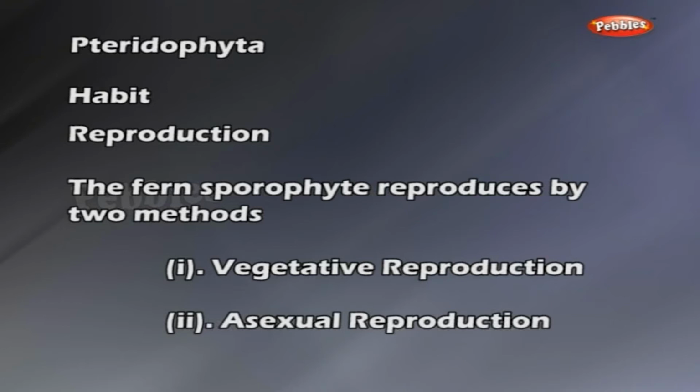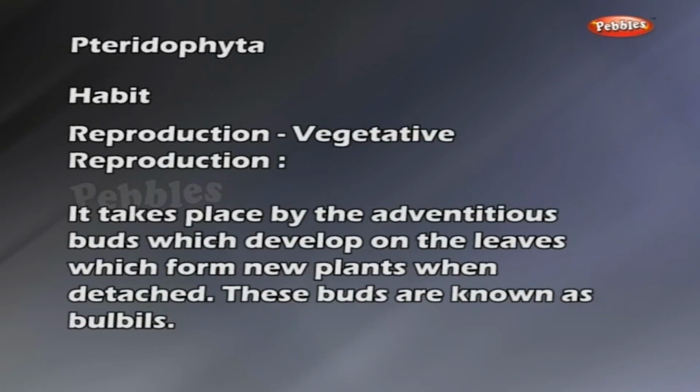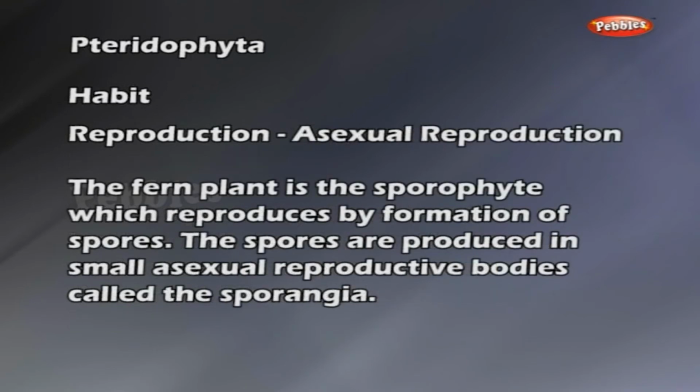Reproduction. The fern sporophyte reproduces by two methods: vegetative reproduction and asexual reproduction. Vegetative reproduction takes place by the adventitious buds which develop on the leaves, which form new plants when detached. These buds are known as bulbils.